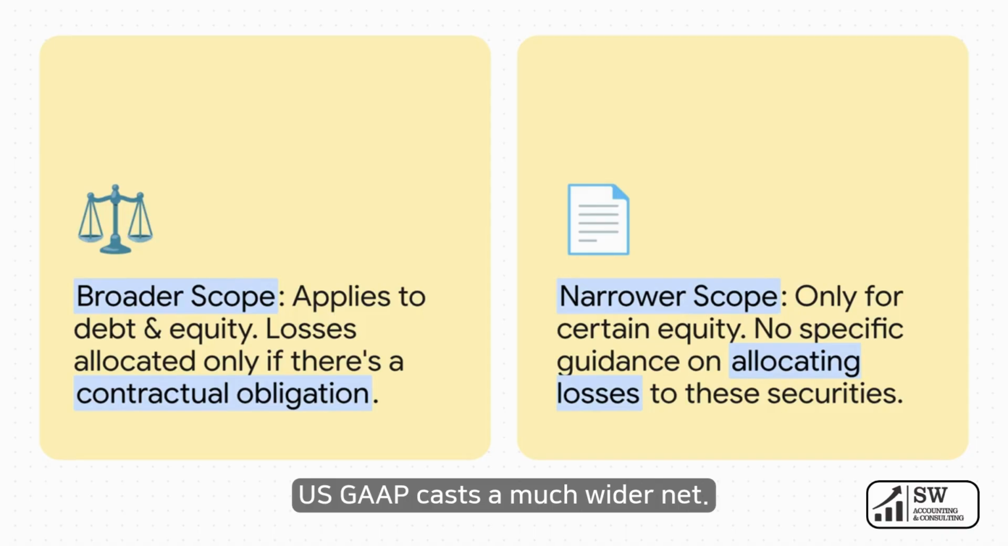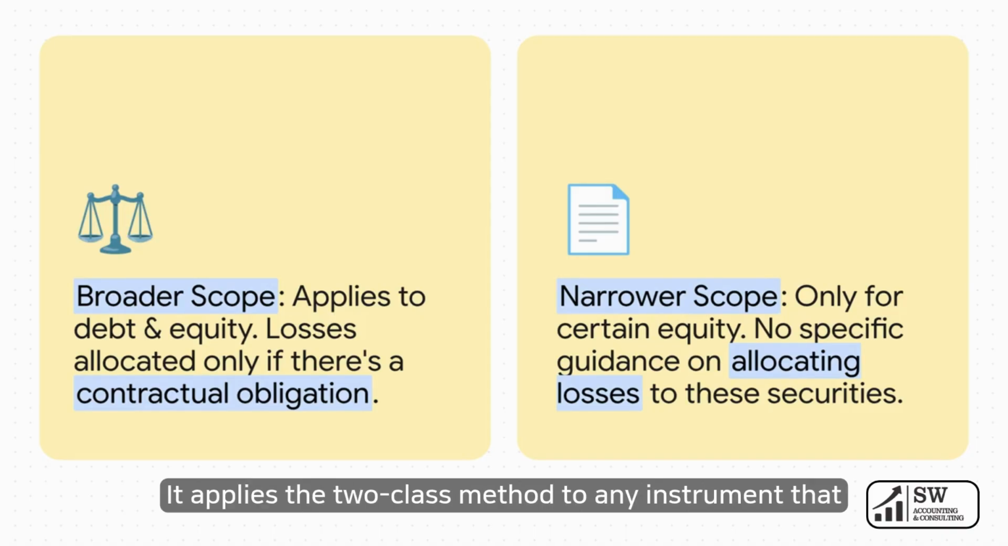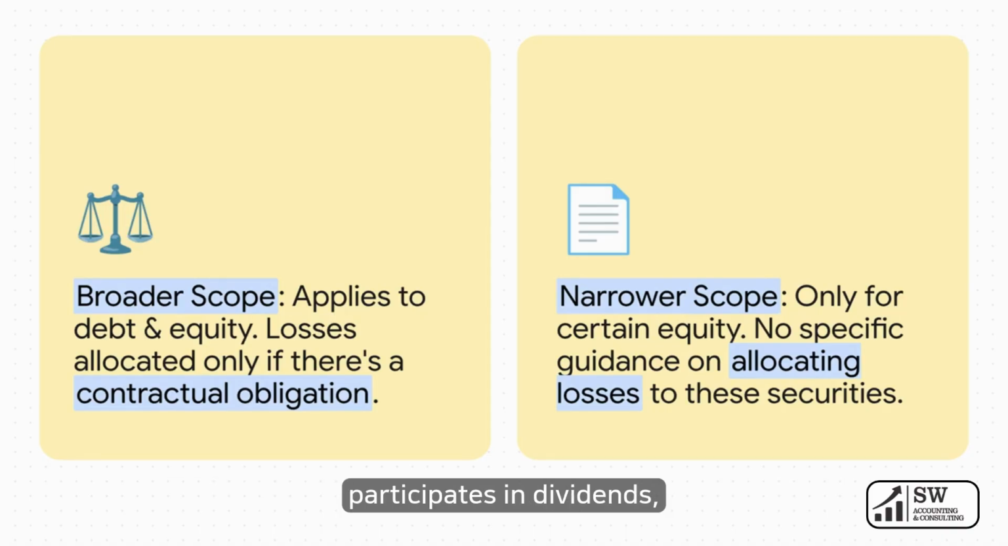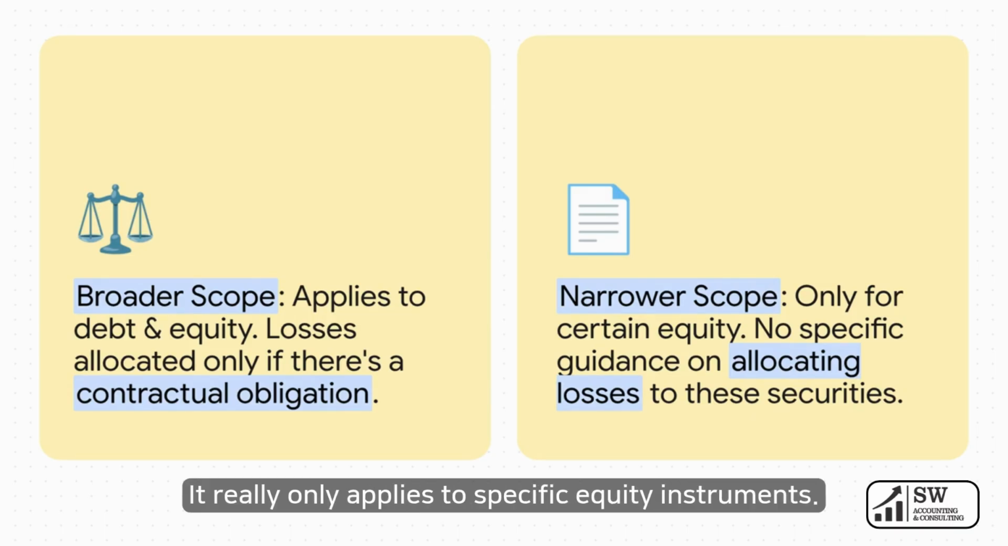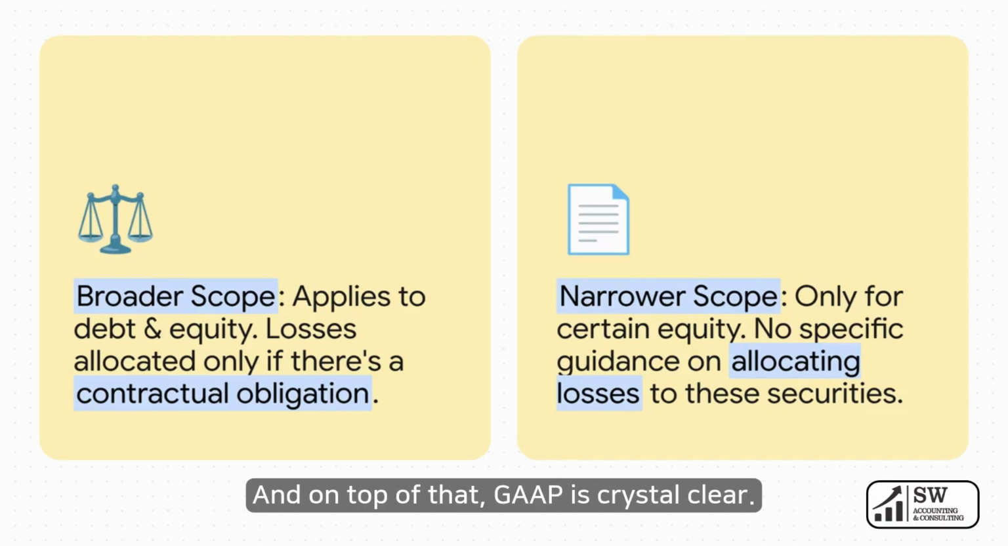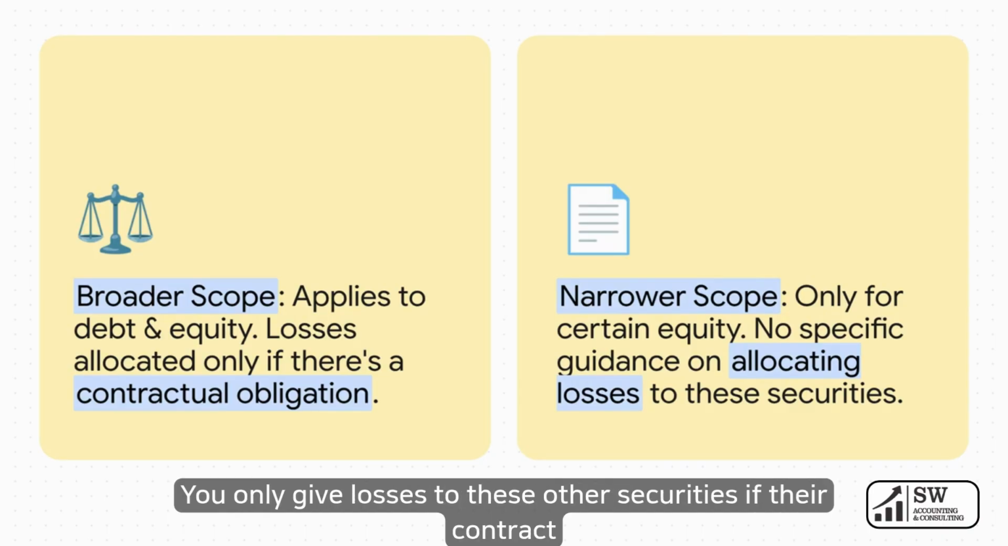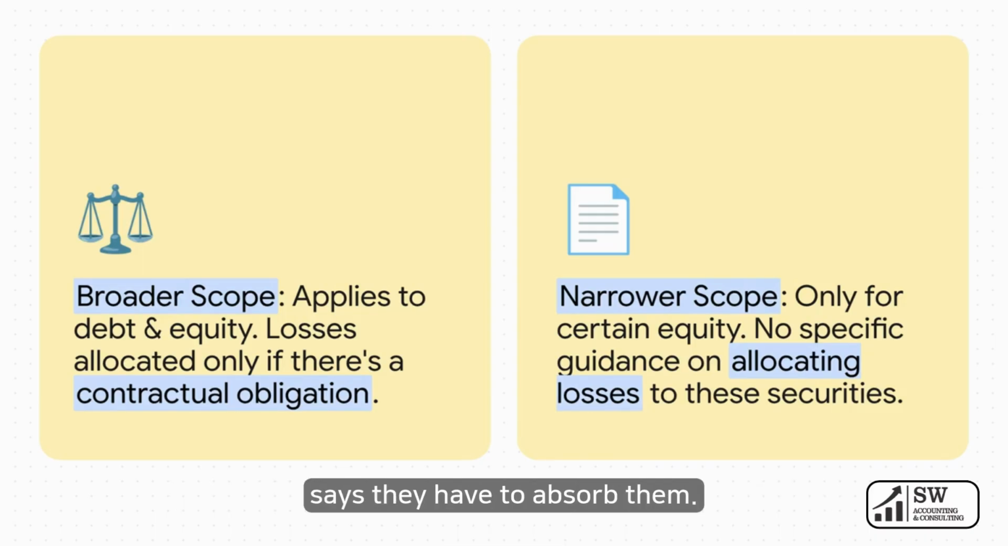US GAAP casts a much wider net. It applies the two-class method to any instrument that participates in dividends, even if it's technically classified as debt. IFRS is way more narrow. It really only applies to specific equity instruments. And on top of that, GAAP is crystal clear. You only give losses to these other securities if their contract says they have to absorb them. IFRS is kind of quiet on that point.